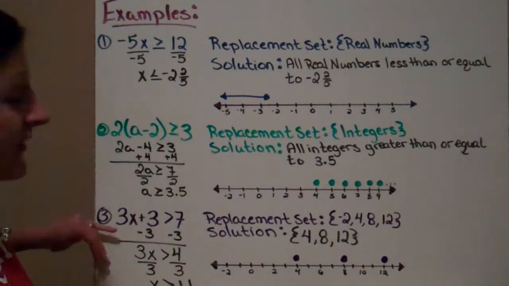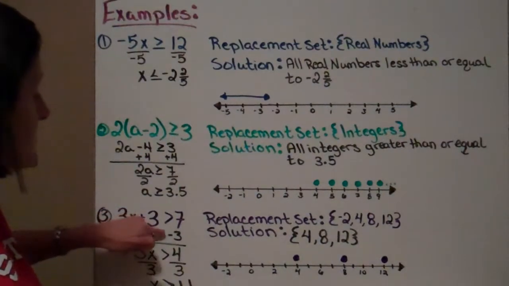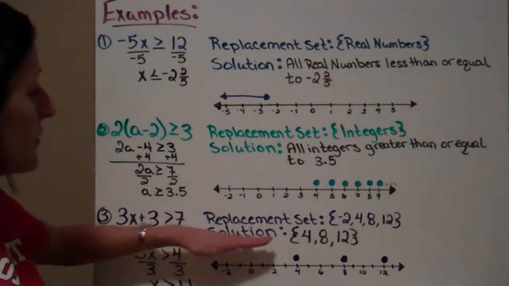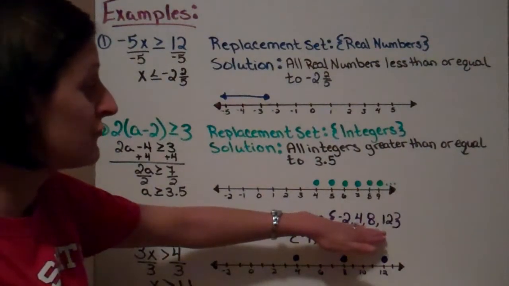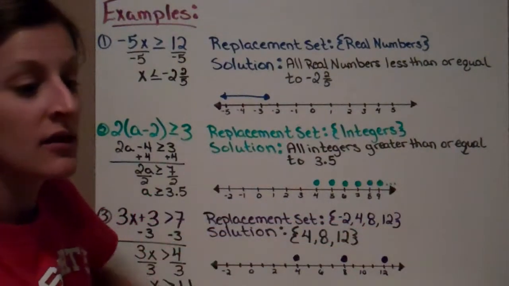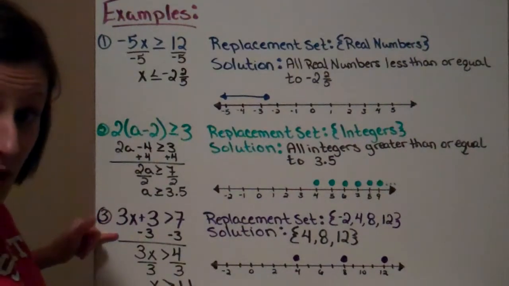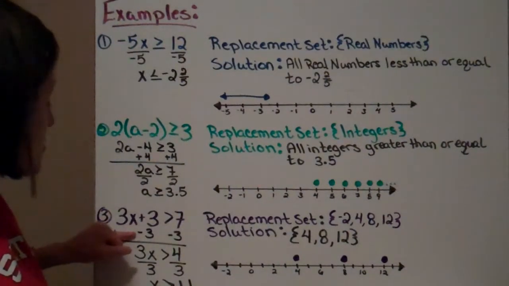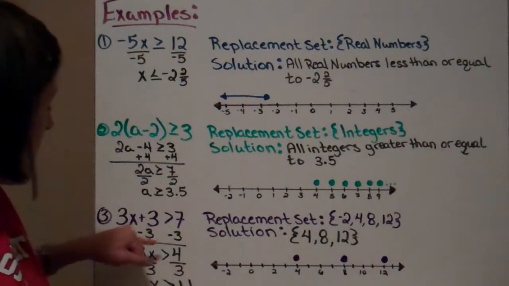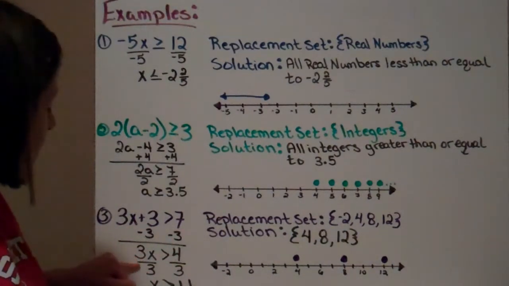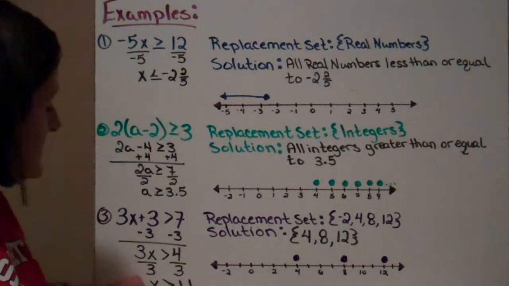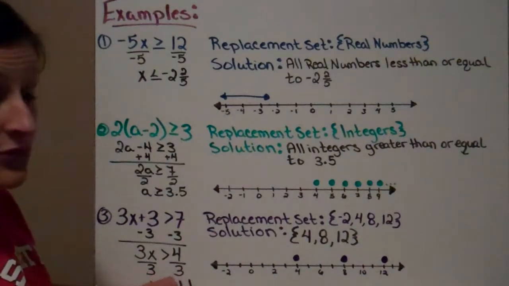This third one, I have 3x plus 3 is greater than 7. My replacement set this time is a group of numbers: negative 2, 4, 8, and 12. So I need to solve this inequality first. I subtract 3 from both sides. I get 3x is greater than 4. Then I divide each side by 3 and I get x is greater than 1 1/3.